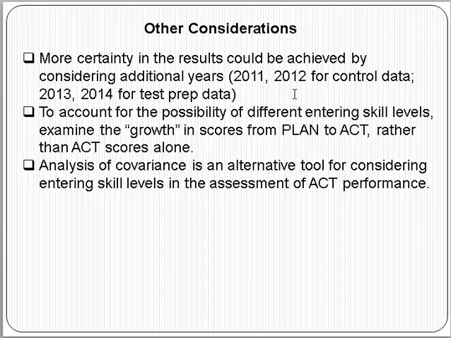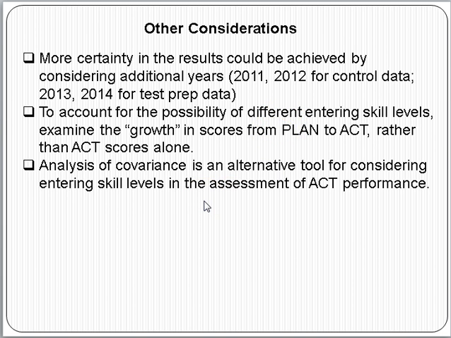One thing you might also consider is accounting for the possibility that different classes enter with different skill levels. As we all know as teachers, students come in at different levels, and whole classes come in at different levels. So rather than comparing ACT to ACT, you might compare the quote-unquote growth in scores from PLAN to ACT. If in both cases they do not use test prep for PLAN, but one group uses test prep for ACT and the other does not, the growth from PLAN to ACT might be greater in the test prep year as opposed to the non-test-prep year. So it does account for entering skill levels.